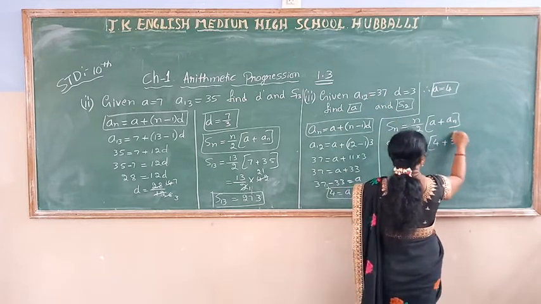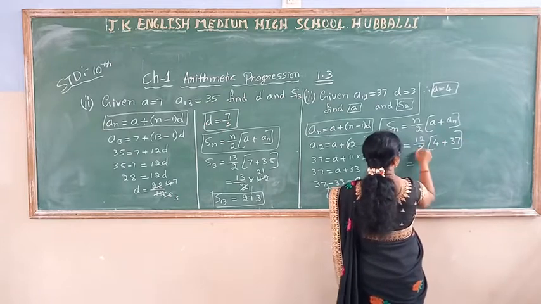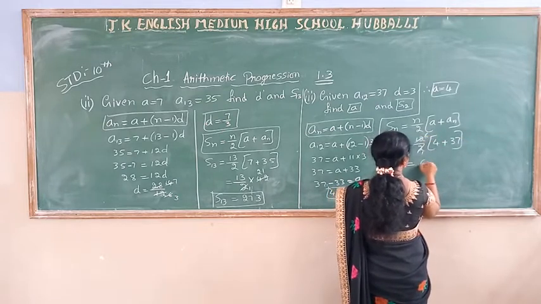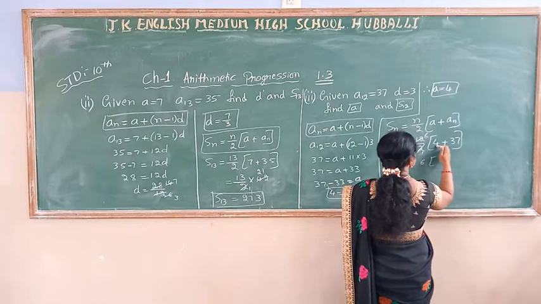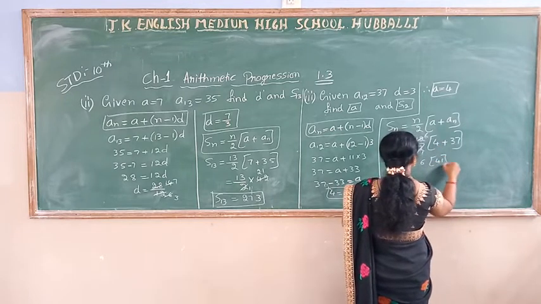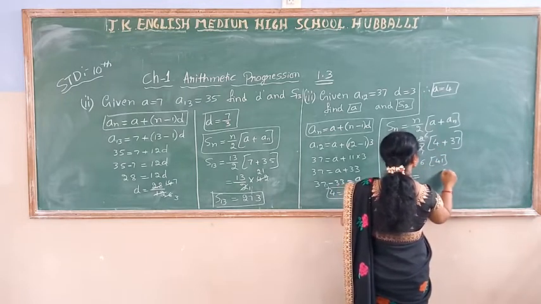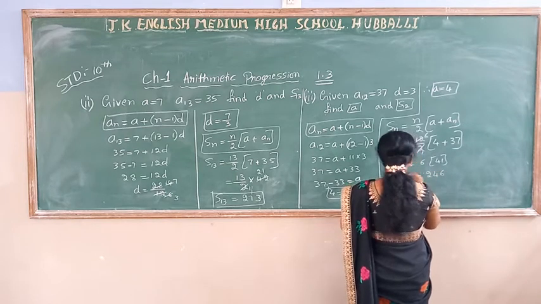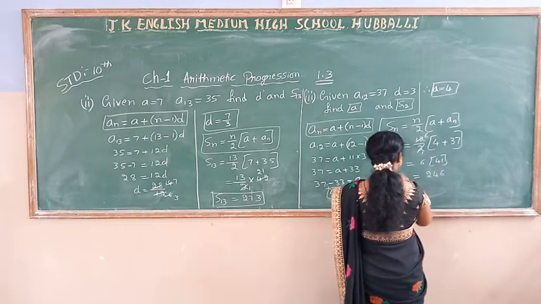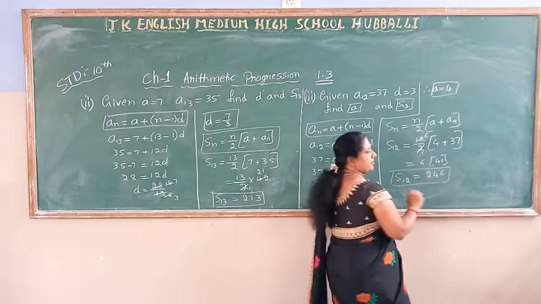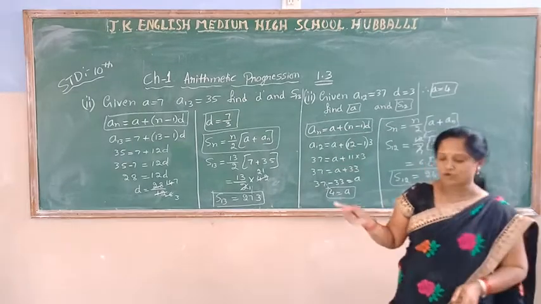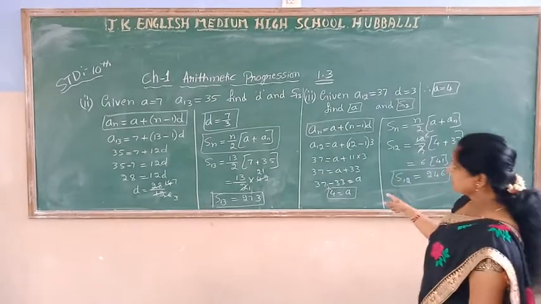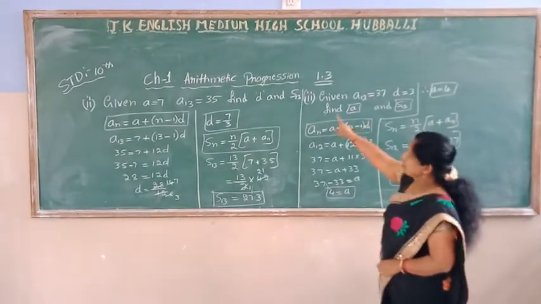Then the n value here is 12, so 12 by 2, a value 4, 12th term value is 37. Substitute and simplify: 2 ones are 2, 2 sixes are 12, so 6, and 37 plus 4 is 41. Then multiply: 6 ones are 6, 6 fours are 24, so 246. The sum of 12 terms I got is 246.